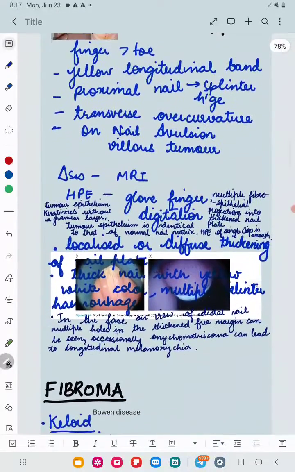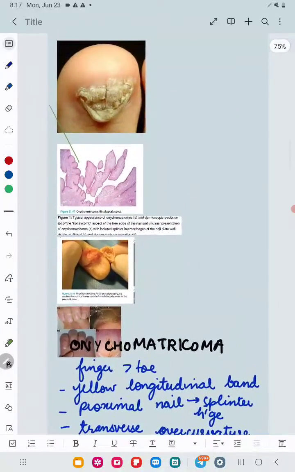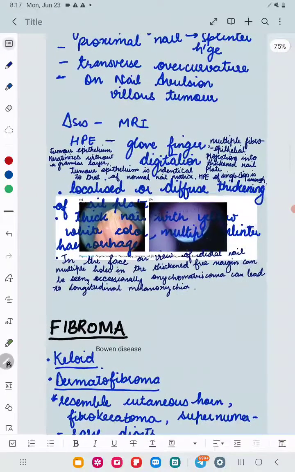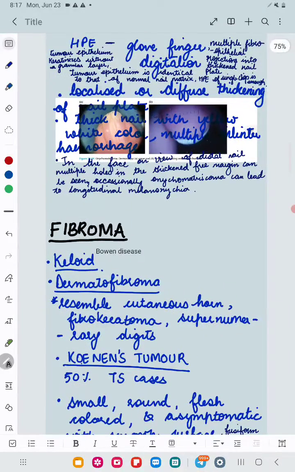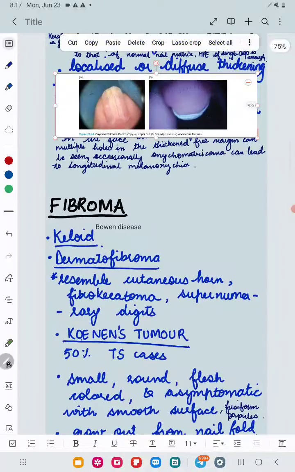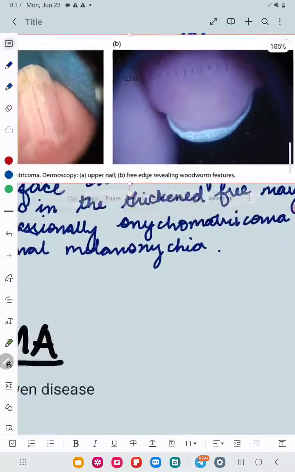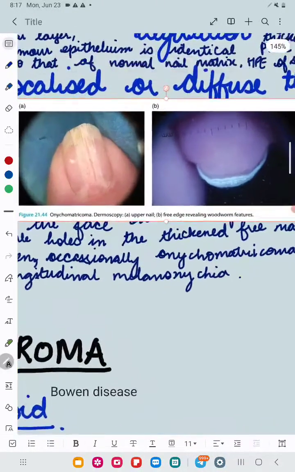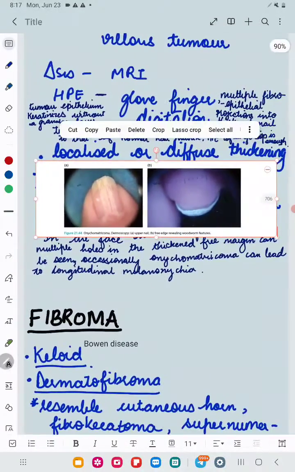This is onychomatricoma. Diagnostic, on HPE you will see glove finger digitations. These are glove finger digitations. You can also diagnose it by MRI, and so nail plate thickening and all can be there. Then fibromas can happen. This is a picture of onychomatricoma again. Free edge has woodworm like features. This is woodworm like features, and you can see a longitudinal band with splinter hemorrhages on the dorsal surface.